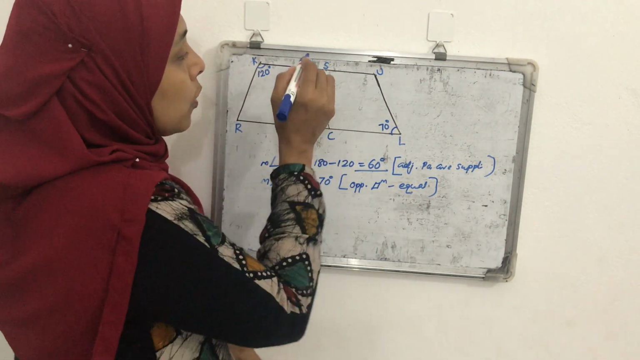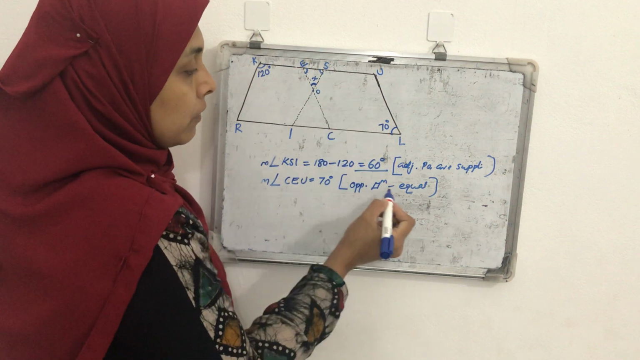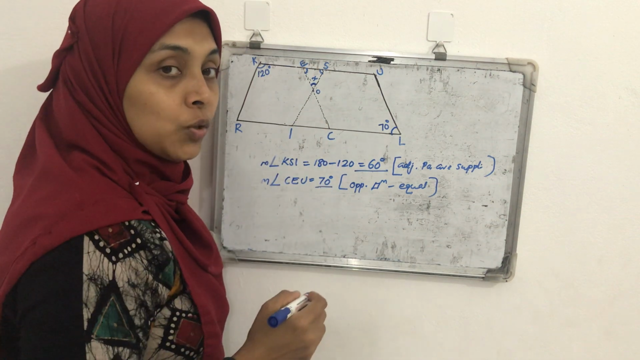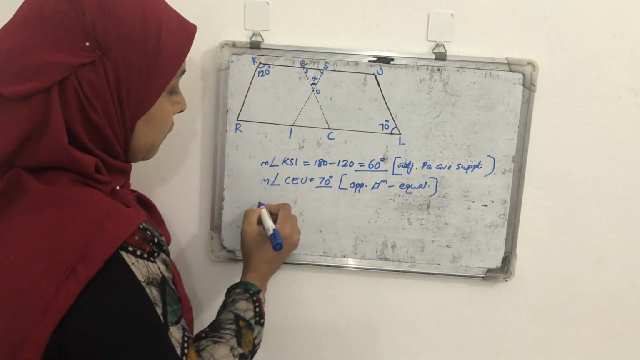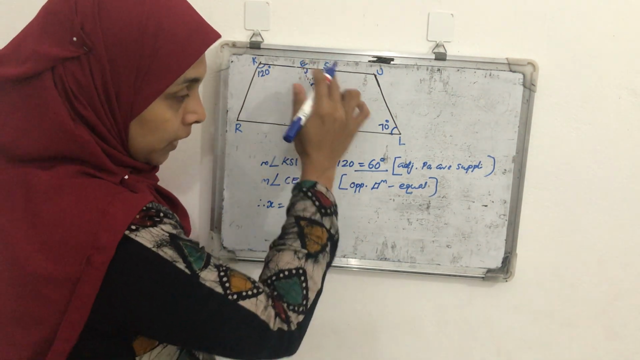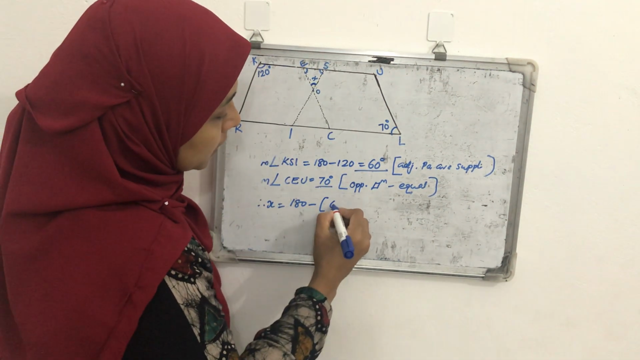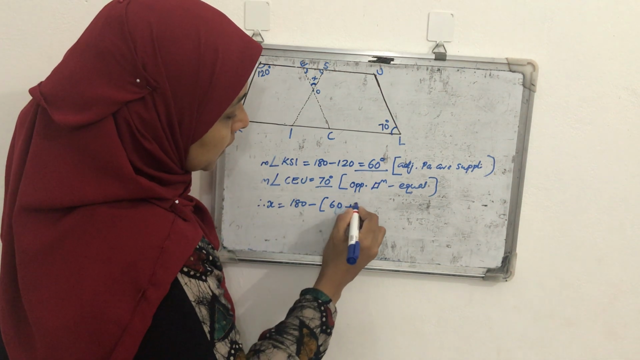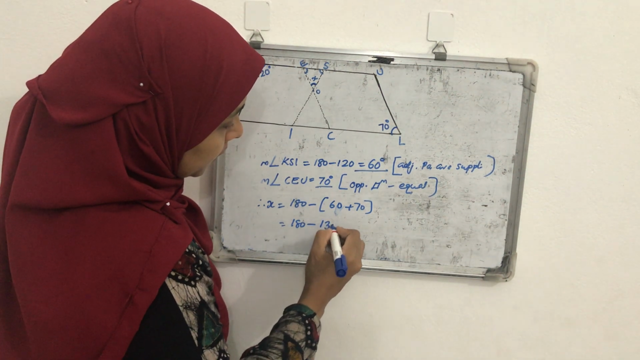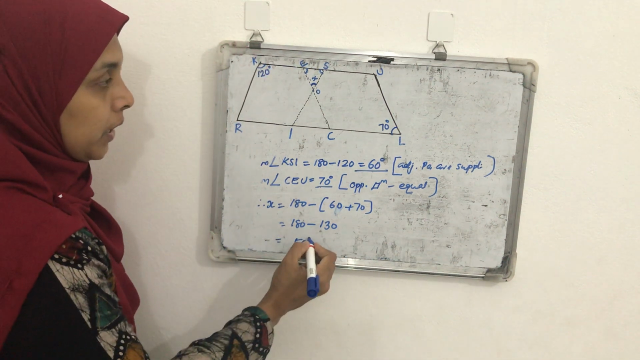Now we got angle S as 60 degrees and angle E as 70 degrees. Then it is very easy to find x using the angle sum property of a triangle. Therefore x equals 180 minus, we know the sum of the three angles of a triangle is 180 degrees. So 180 minus 60 plus 70, that means 180 minus 130, that is equal to 50. So x is equal to 50 degrees.